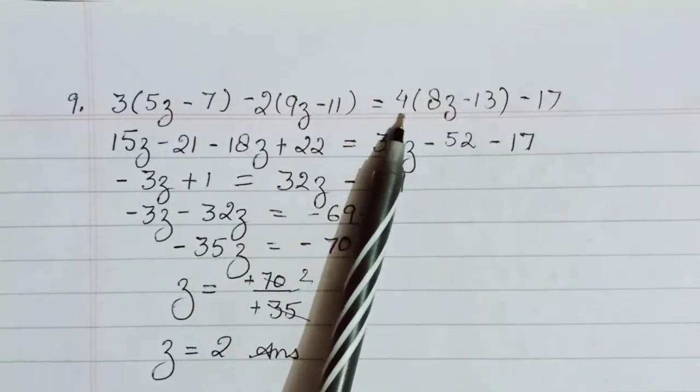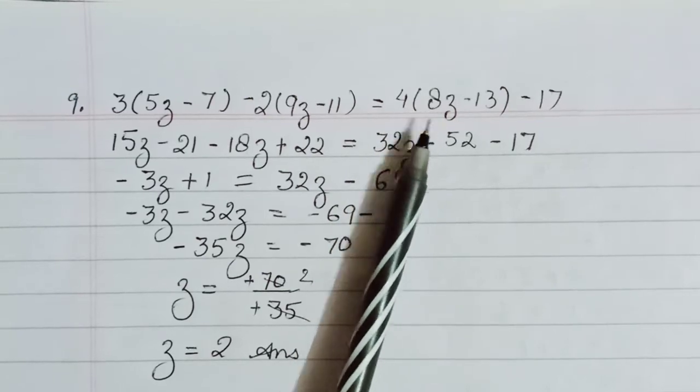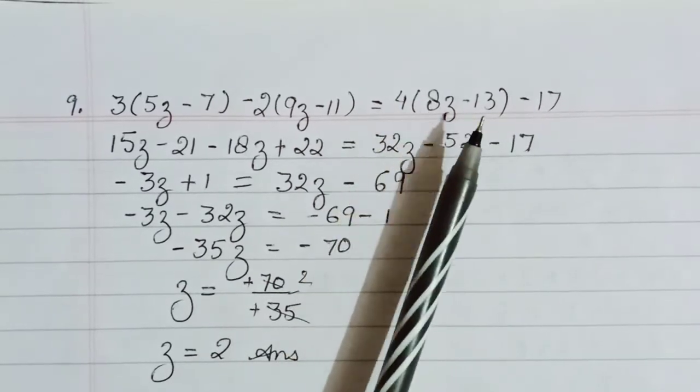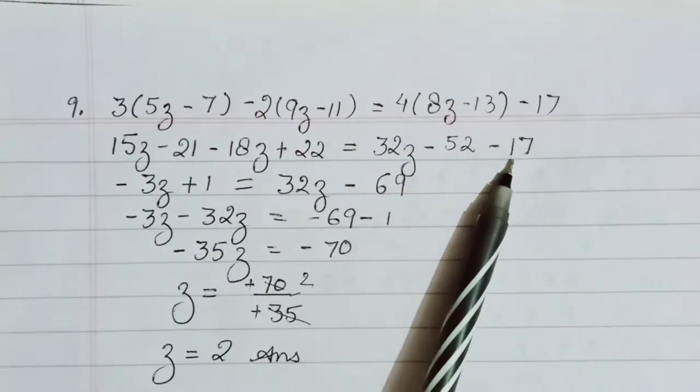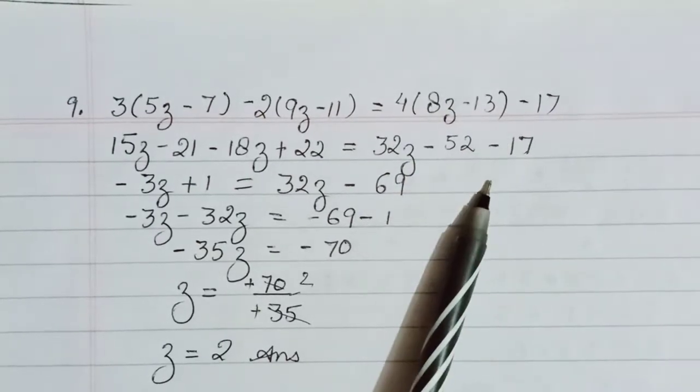To the right also we had this bracket here, will be distributed inside. 4 8s are 32z, and 13 fours are minus 52 because this was negative, and plus there was minus 17 was already there.